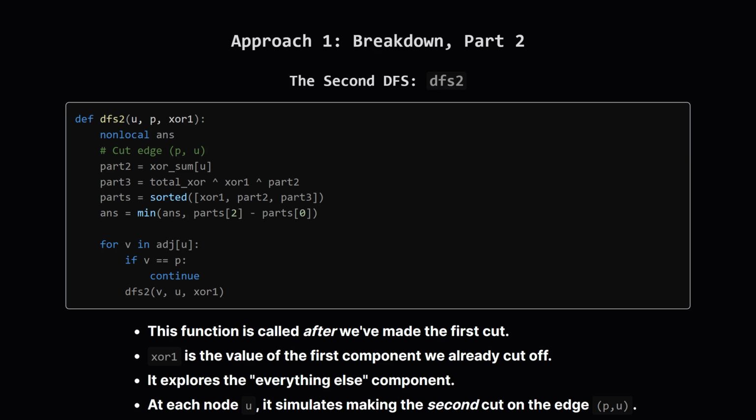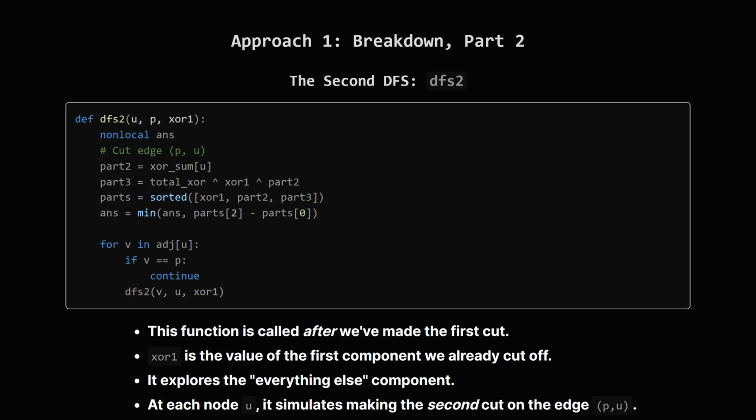Now for the second function, DFS2. This function does the heavy lifting. We call it after we've already decided on our first cut. The value of that first cut off component, which we call XOR1, is passed into this function. As DFS2 traverses the remaining part of the tree, it pretends to make the second cut above every node it visits.